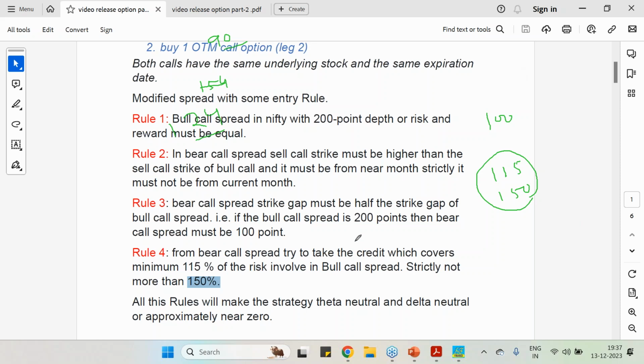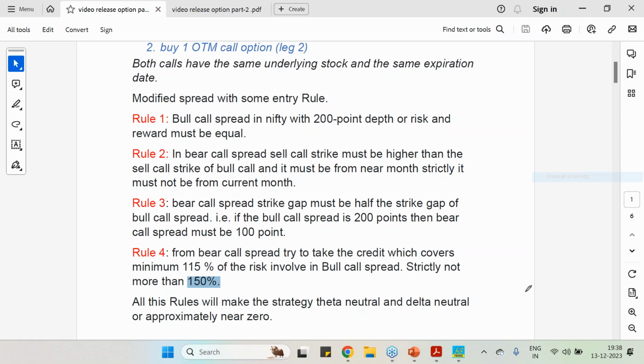Because if you follow this rule, it will make this particular strategy theta neutral and delta neutral. If you follow these 4 rules, what happens? This makes the strategy theta neutral, delta also neutral. And if you follow these strategies, irrespective of up move, down move, or consolidation, whatever happens, you will make profit. A small deviation in profit will be there, if you follow these 4 rules, 1, 2, 3, 4.